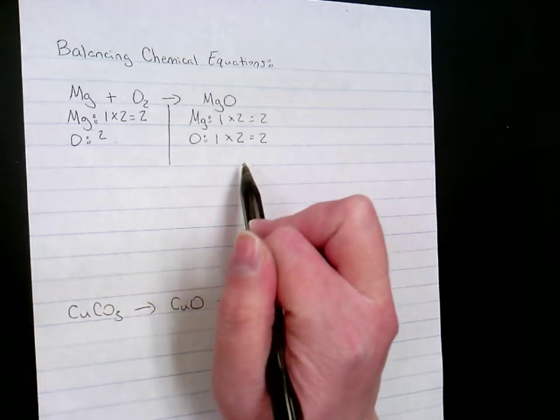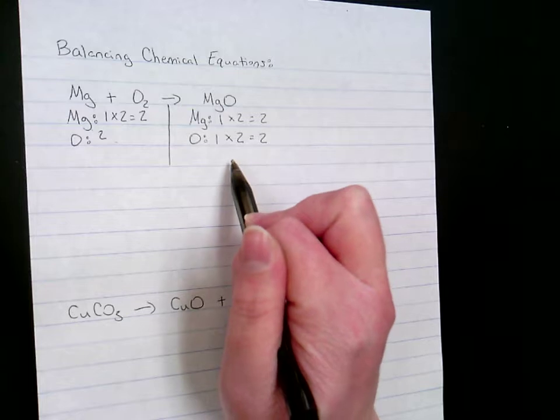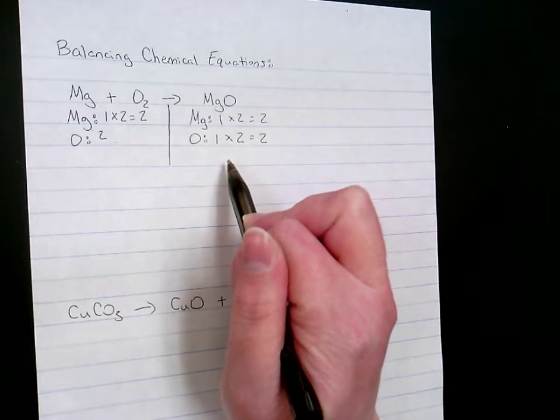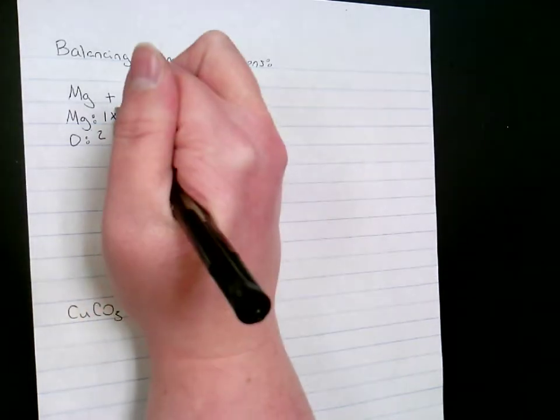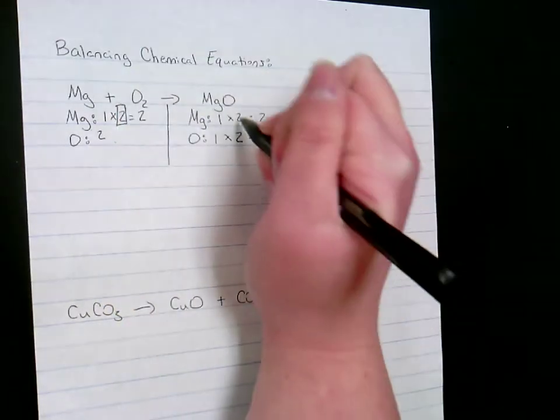So now I have balanced it, and the very last step is to put in coefficients. Now the coefficients are the multipliers, right?